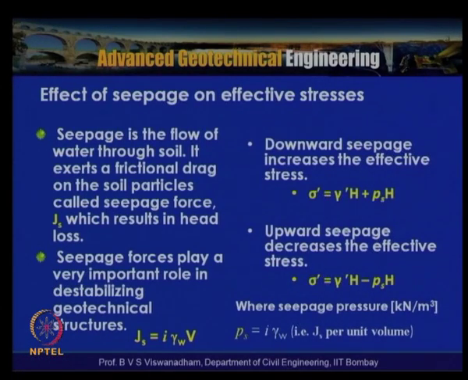Say for example, here the downward seepage increases the effective stress. That is what we have actually said: sigma dash is equal to gamma dash H plus i gamma w into capital H. So, i gamma w, when I replace it with Ps, then downward seepage increases the effective stress and upward seepage decreases the effective stress. That is, sigma dash is equal to gamma dash H minus Ps H, where Ps is equal to i gamma w, the seepage pressure, which has units of kilonewton per meter cube, and Ps is indicated by i gamma w.